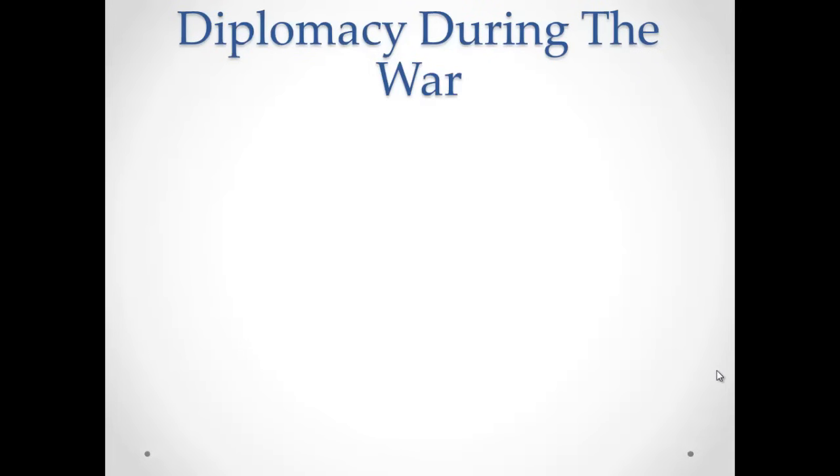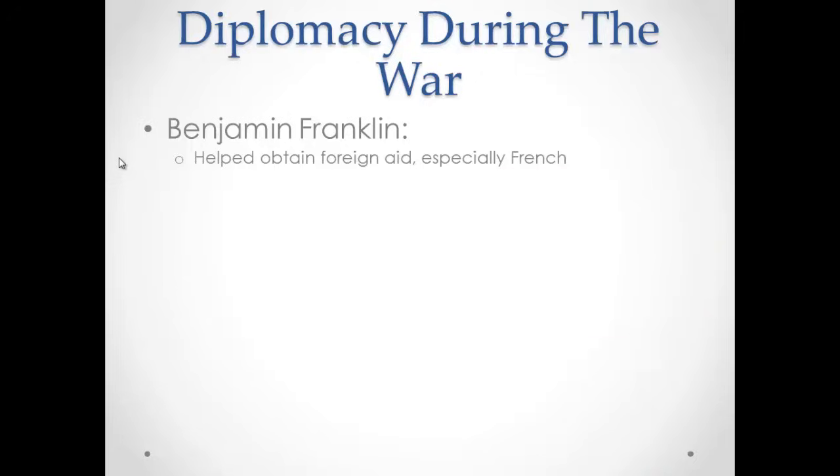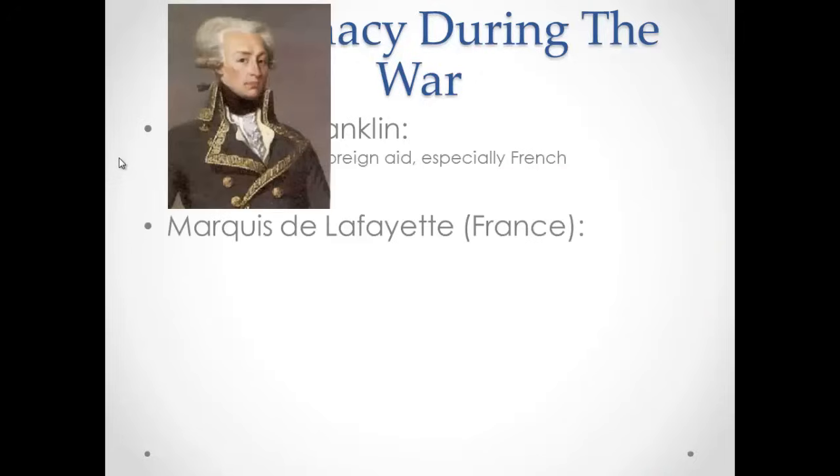Okay, let's talk about some diplomacy during the war you should be familiar with. We have Benjamin Franklin, and he helped obtain French aid, foreign aid, especially with the French. And you see Ben here on the right, and he is meeting with King Louis XVI. He played an instrumental part in getting foreign aid. We have Marquis de Lafayette. He is from France. He worked at Washington's side, was a very good military person, and he also helped with French aid.